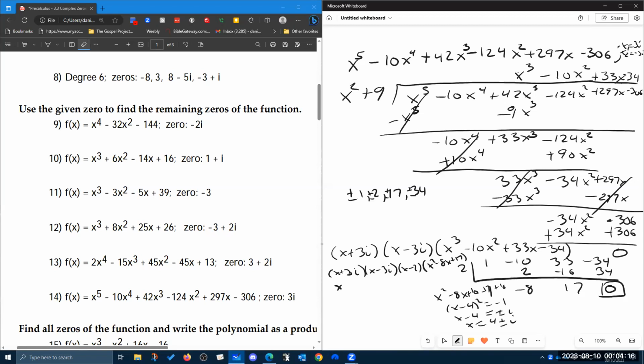That gives me an x1 of 3i, and x2 of a negative 3i, and x3 of a positive 2, and x4 of a 4 plus i, and an x5 of a 4 minus i. We should have 5 zeros because it was a degree 5 polynomial.